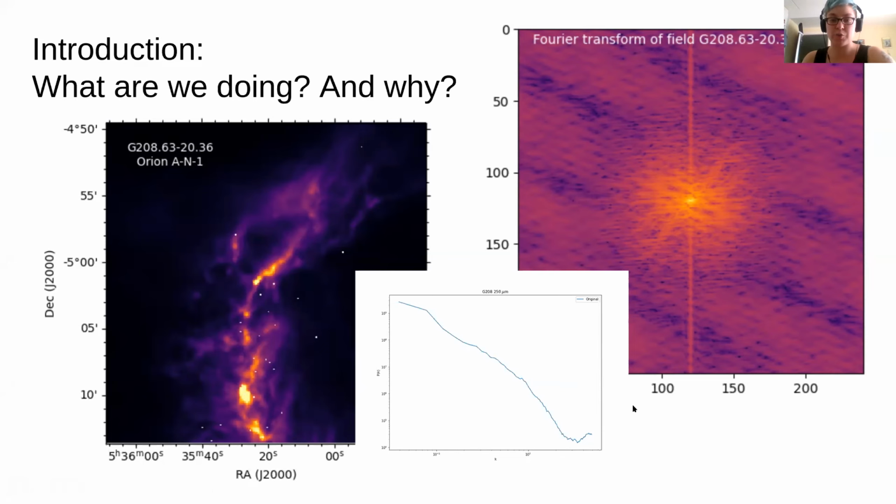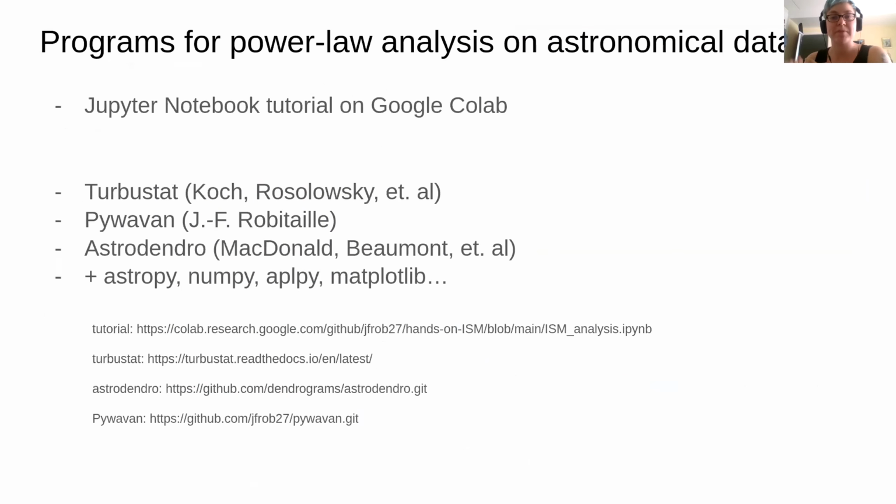So our goal for the past 2 weeks has been first to learn about the programs that can help us study power spectra, and then fit these programs to observations and simulations. The program was a Jupyter Notebook tutorial on Google Colab, and we've listed the programs. Our main programs used were Turbustat, PyWavelet, and Astrodendro. And then, of course, we use the basic Python astronomical packages.